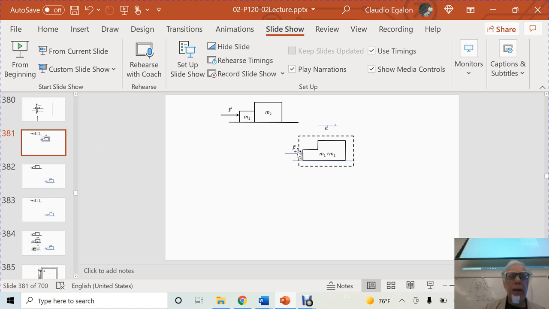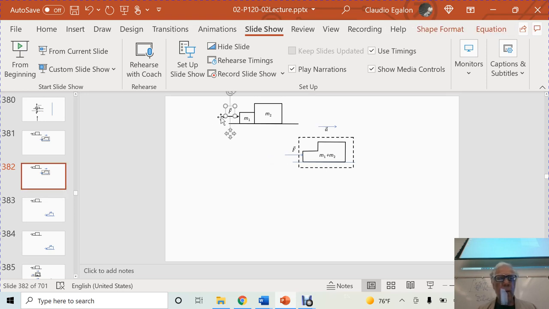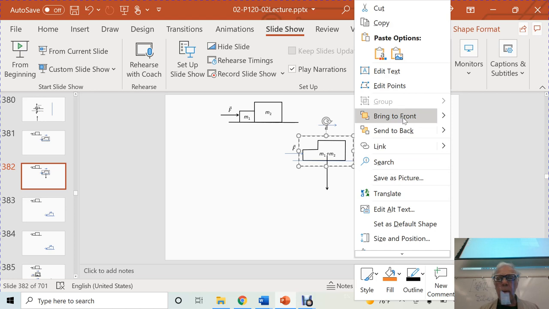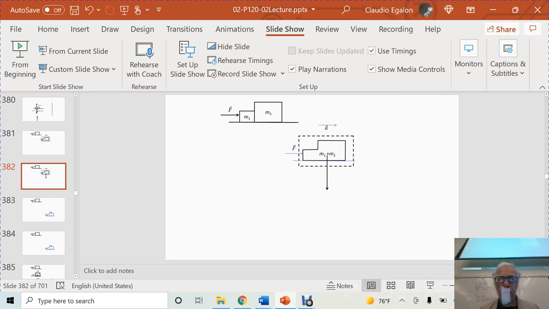Like I said, this force is already given, right? You can identify the other forces that are being applied to this object. You can identify the weight of one plus the weight of two. I'm going to do it like that, since I have considered that as being a single object. Okay, so here we go. And I'm gonna write it down, weight of one plus weight of two.